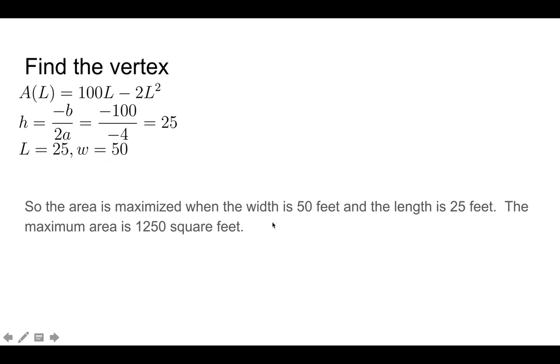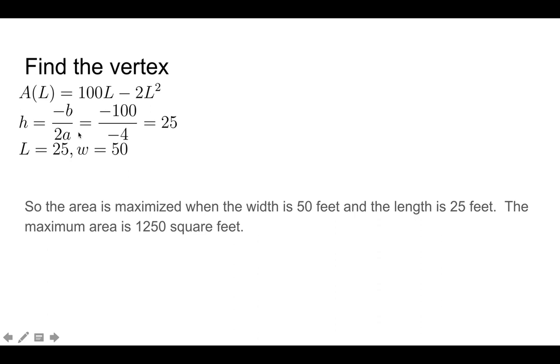So that's how we maximize the area. We have a width of 50 feet. That was that side parallel to the river. And a length of 25 feet. That was the side perpendicular to the river. Then what would the maximum area itself be? Well, to find that maximum area, we could go back to our area formula and plug in our length. L is 25. Check that on your own. Plug 25 in here. You'll see you get 1250.